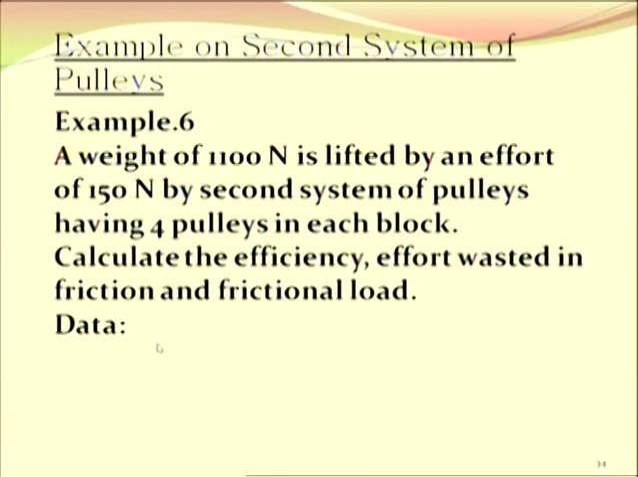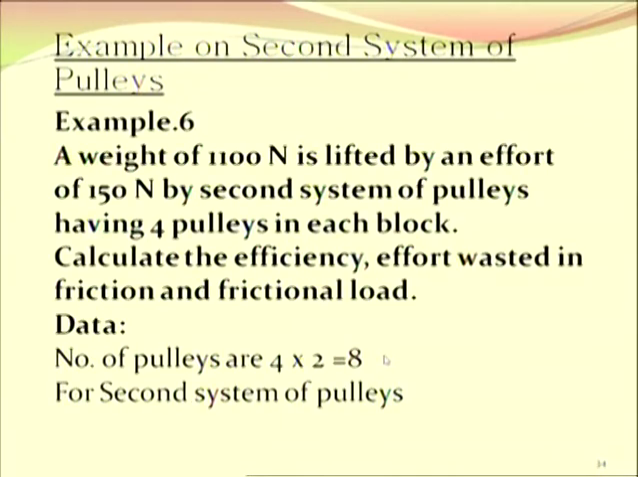The data provided in this example: first, it is shown that there are 4 pulleys in each block. Each block means upper block and lower block. So the total is twice that, 4 into 2, that is equal to 8. And we know that the velocity ratio for the second system of pulleys is VR equal to N, the number of pulleys. Here it is 8, so we got a velocity ratio of 8.